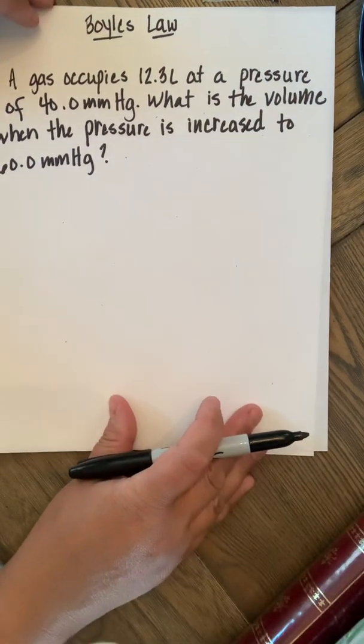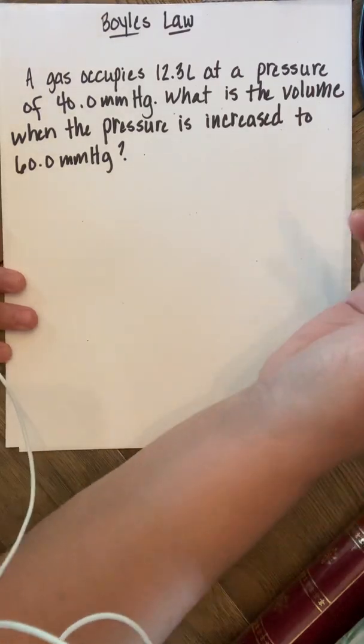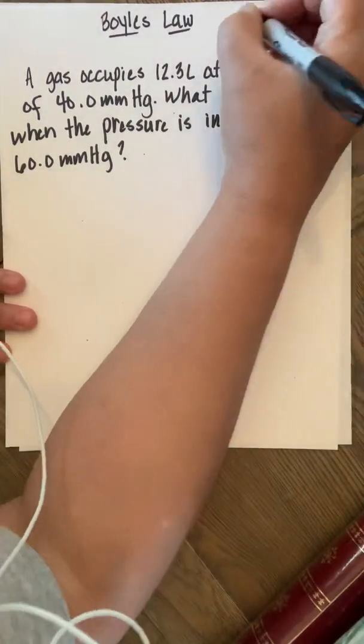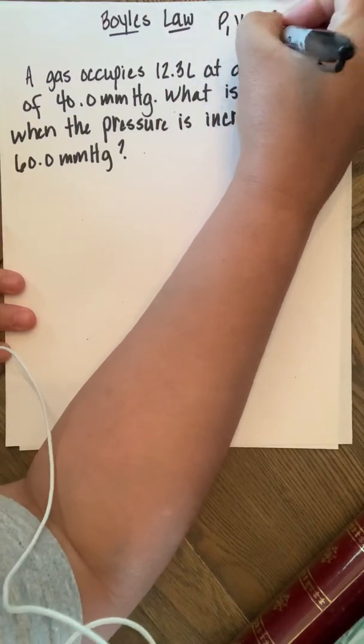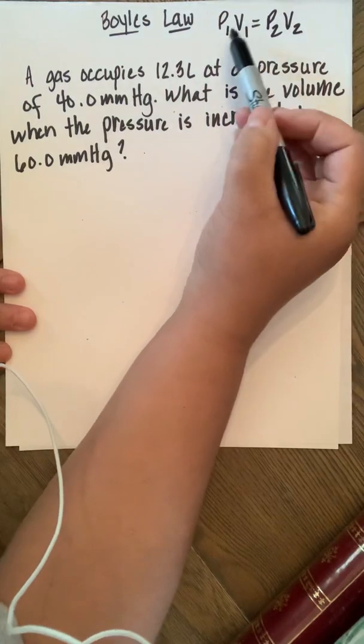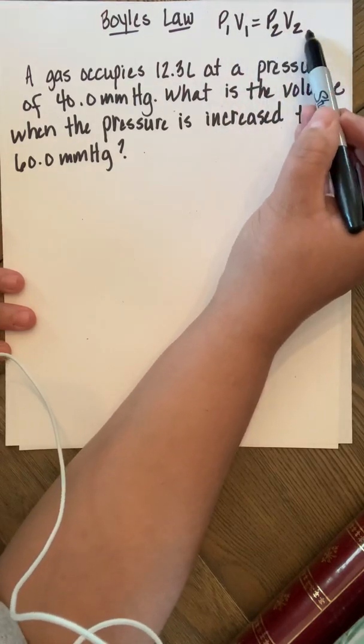Okay, guys, we're going to continue on with a Boyle's Law example today. So remember Boyle's Law, the equation is P1 V1 equals P2 V2. Your ones relate to the initial conditions. The twos relate to the final conditions.